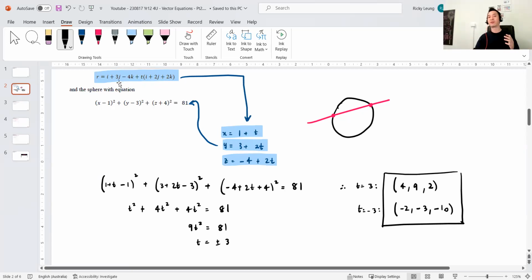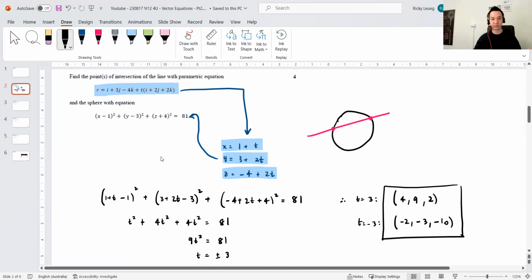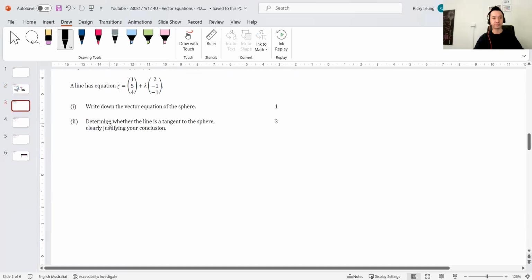So whenever they give you a vector equation and they're asking for points of intersection, generally there are 2, in which case all you've got to do is find the expressions for x, y, z, and then sub them in so you can solve a quadratic. In this case, it's not even quite a quadratic: t squared equals 9. Pretty straightforward.